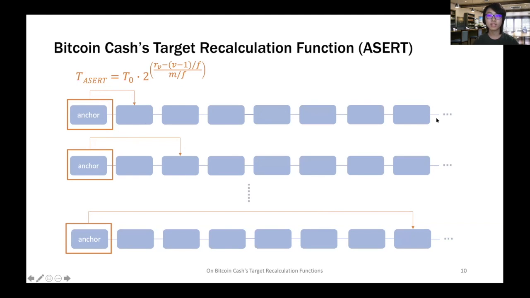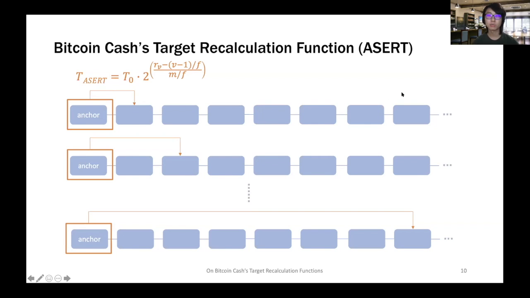And then for all the subsequent blocks, their targets are decided by their timestamp, their block height, and this anchor block. So you can see that actually this is something like a memoryless process. That's because now for the current block, its target has no relationship with all the previous blocks except this anchor block. So now we have 3 different target recalculation functions.